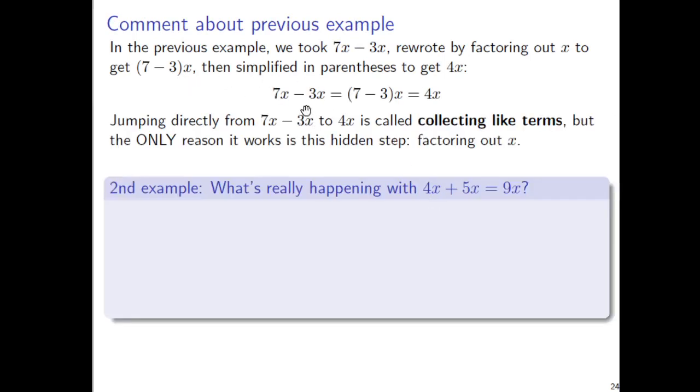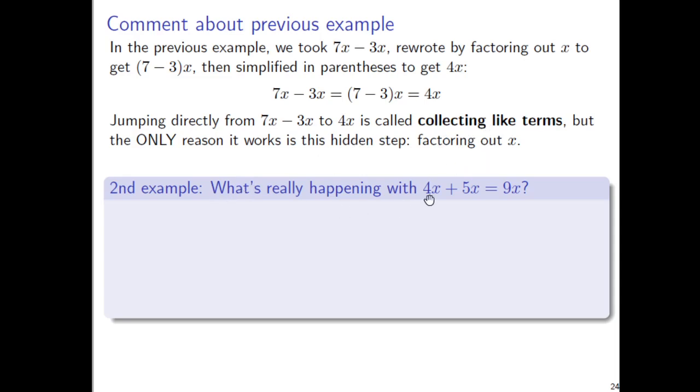I will just point out, so here's the work summarized. If you jump directly from 7x minus 3x to 4x, that is a thing that people do and call collecting like terms. You may have learned it that way in the past. But the only reason collecting like terms really works, the only reason it's a thing at all, is that what we're really doing is factoring out x.